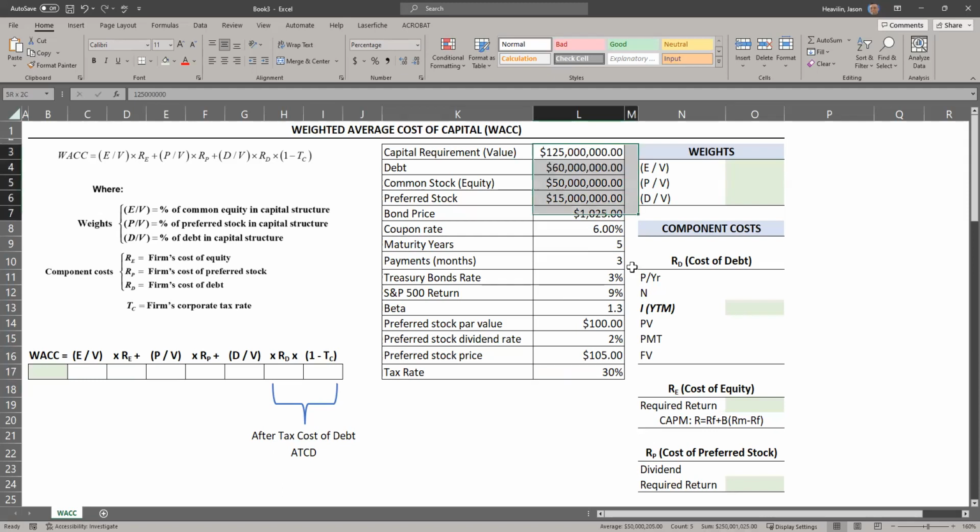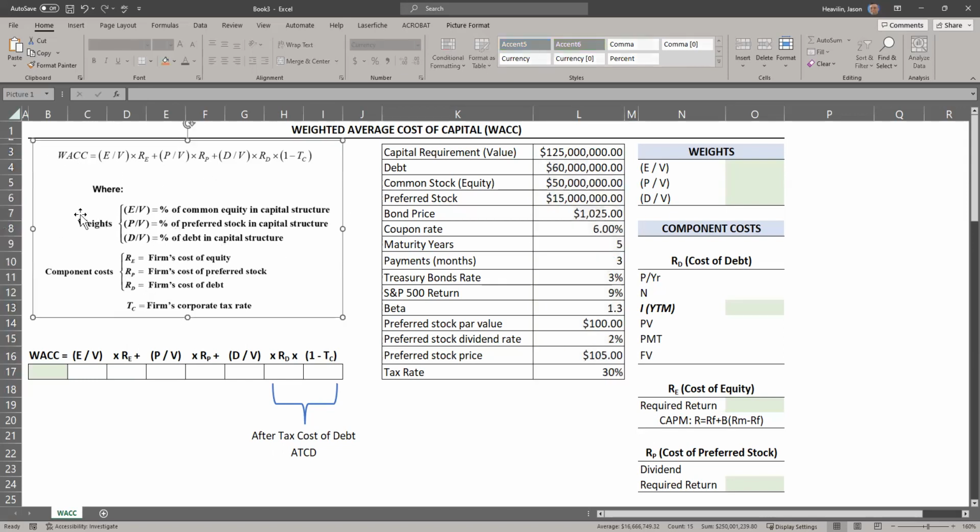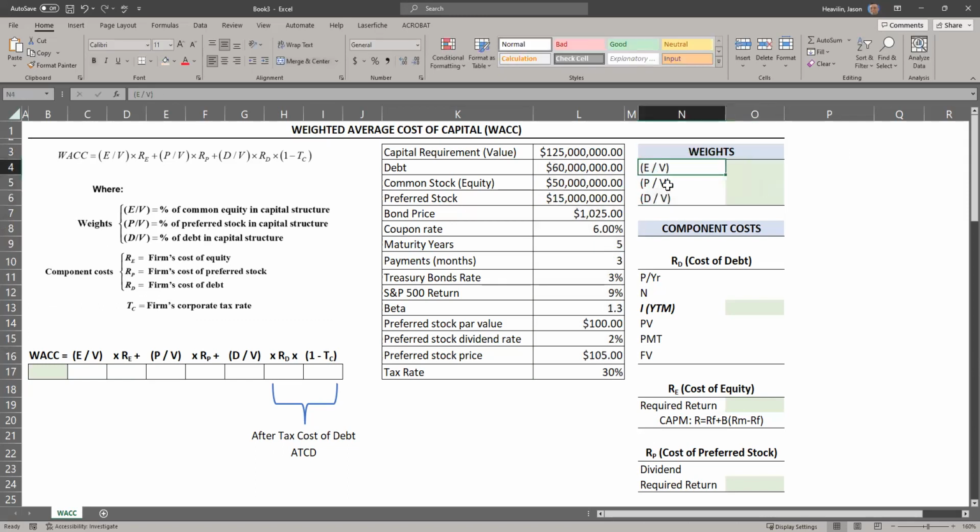So this is all the information we need, so we can start figuring out these numbers that we need to then put in the formula and get WACC. So let's start with the weights. You have the weights here. On this table here, we got the weights. We got EV, PV, and DV, just like here and here.